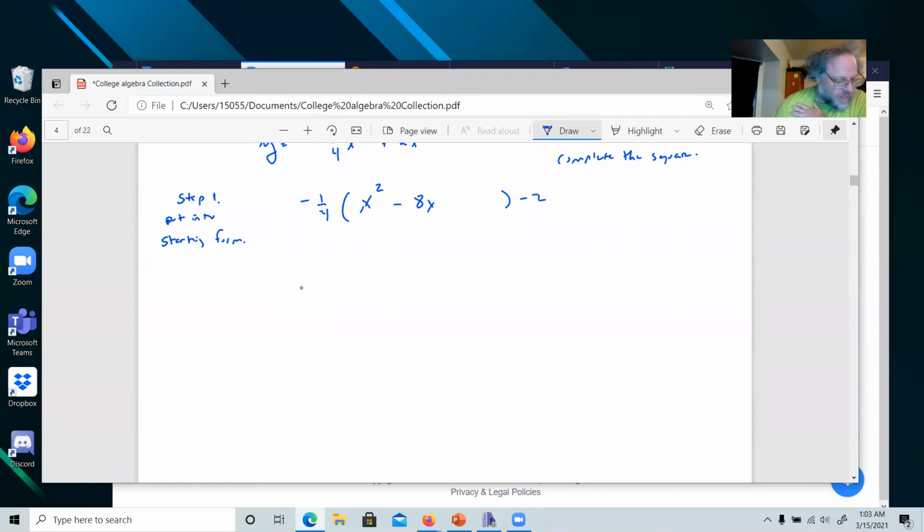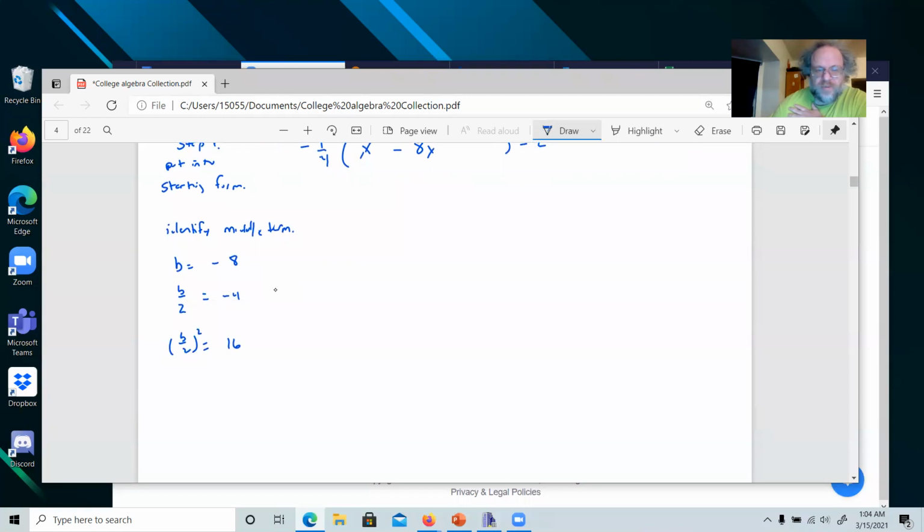Next, we are going to identify our middle term. And this is where the magic of completing the square happens. The middle term is -8. Take this over 2, which is -4, and then we're going to square it. So our step 2 is we identified the middle term. Step 3 is we're going to add and subtract 16 inside the parentheses.